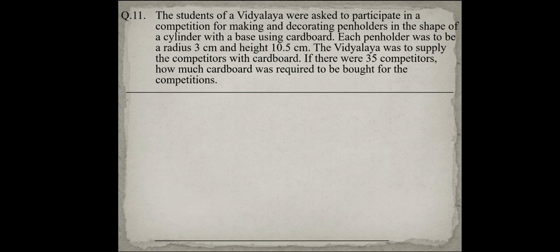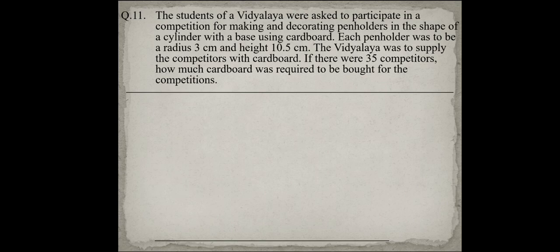Question number 11. In question number 11, the students of a Vidyalaya were asked to participate in a competition for making and decorating pen holders in the shape of a cylinder. Pen holder like your cup, that is in the shape of your cylinder, with a base using cardboard. Now pen holder need to make using cardboard, a very flexible cardboard. Each pen holder was to be radius 3 centimeter and height 10.5 centimeter. It means shape of that cylinder, radius of that is 3 centimeter and height is 10.5 centimeter.